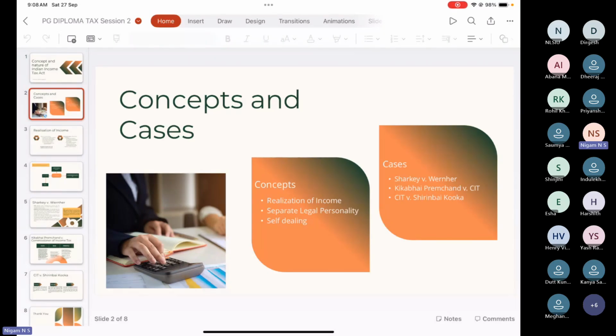These are old cases, but really important cases in trying to understand what are the principles underlying not just the Income Tax Act, but the idea of the imposition of income tax on our income.